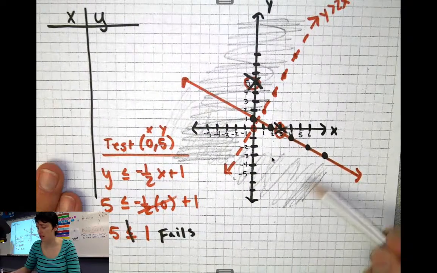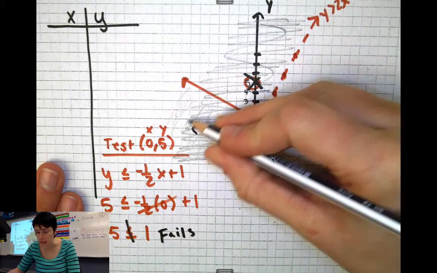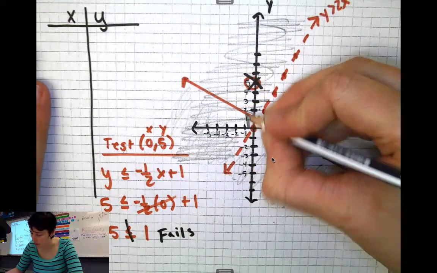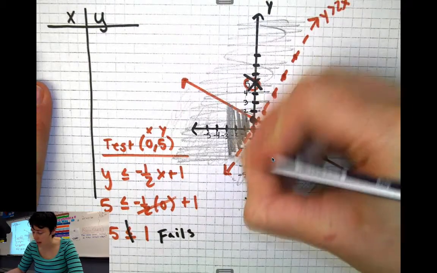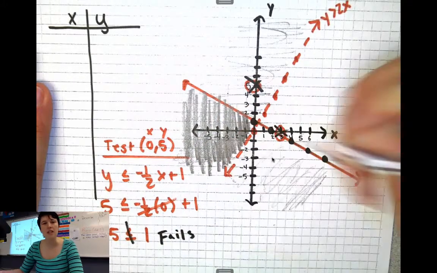And you can see, as you're shading really lightly, I hope, that the overlap happens right in here. So this is the part where I'm going to highlight it real dark. This is actually the solution right in here. That is the dark shaded region.